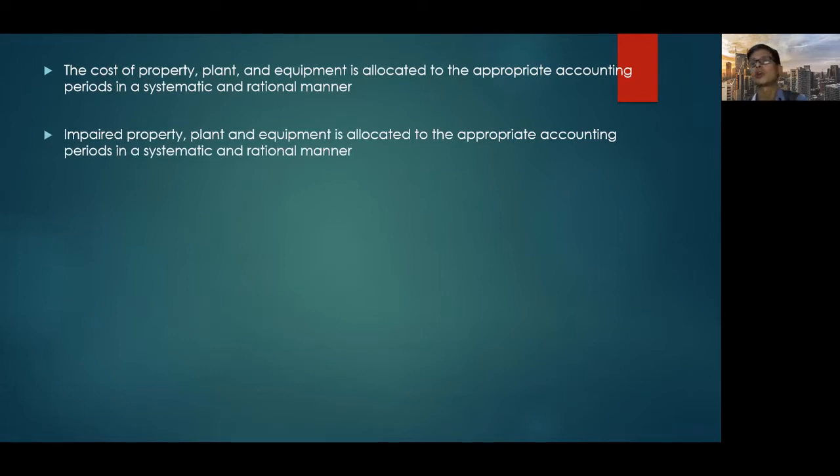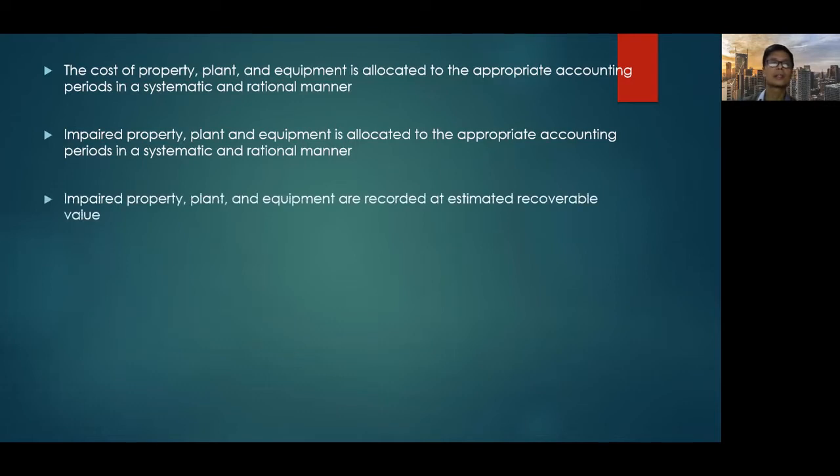And impaired asset, plant, and equipment is allocated at the appropriate account periods in a systematic and rational manner. So when we say about systematic and rational manner, kumbaga, if it's on that particular period, no, so dapat makover yun yung let's say na-impair siya dun sa particular period na yon. So i-allocate yung kung ano man yung impairment na yon. Okay, and then the next one is impaired property, plant, and equipment are recorded at estimated recoverable value.